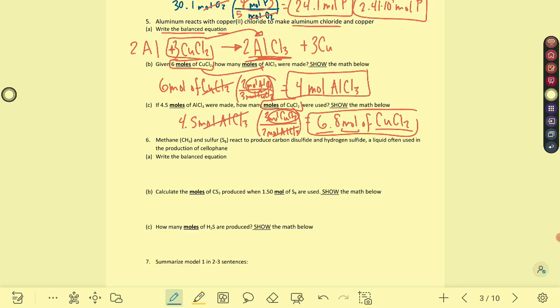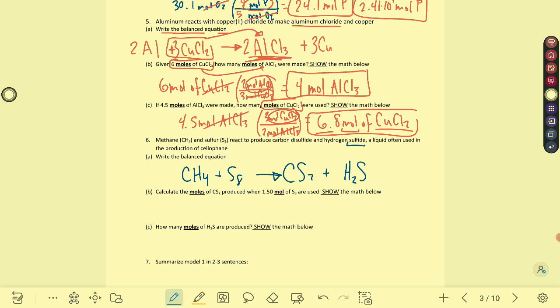All right, 6, methane. So CH4 and sulfur are going to react to produce carbon disulfide and hydrogen sulfide. I found this one was the one kids struggled with the most, but there is no prefix on that, so that tells you that that is an ionic compound. Also, hydrogen has a +1 charge and sulfide has a 2- charge, so it took 2 hydrogens. Carbon disulfide is often used to make cellophane, which is a plastic film cover.